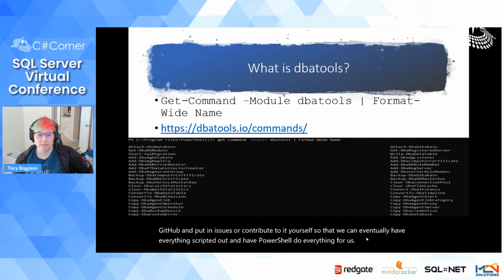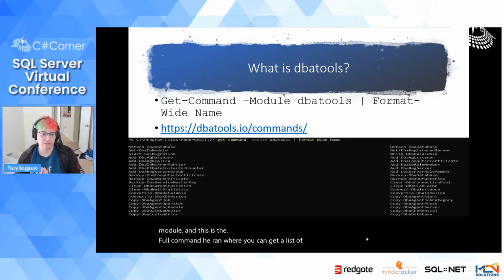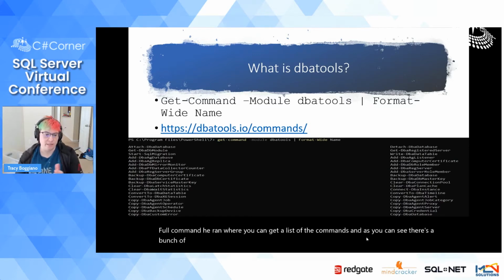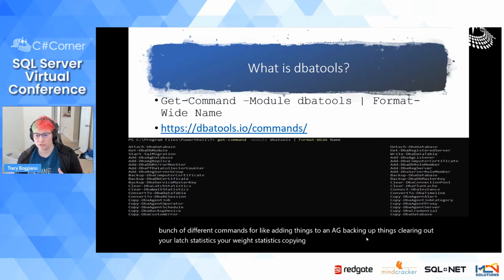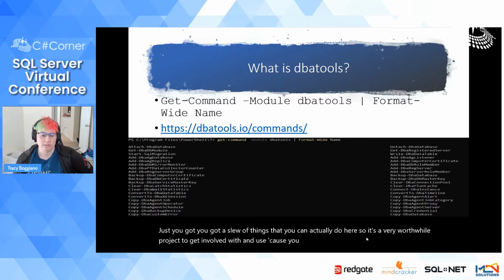To illustrate some of the commands that there are, you can do a Get-Command on the module. This is the full command here, where you can get a list of the commands. As you can see, there's a bunch of different commands for adding things to an AG, backing things up, clearing out your latch statistics and wait statistics, and copying a number of things between servers. You've got a slew of things that you can actually do here. So it's a very worthwhile project to get involved with and use because you can automate a lot of your processes using it.